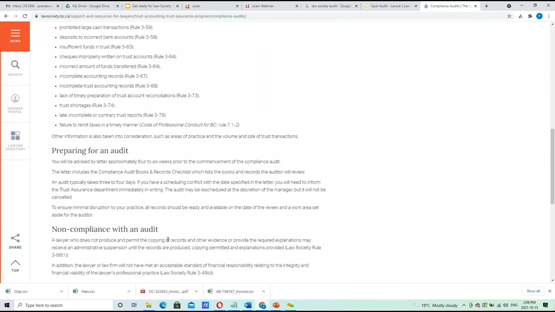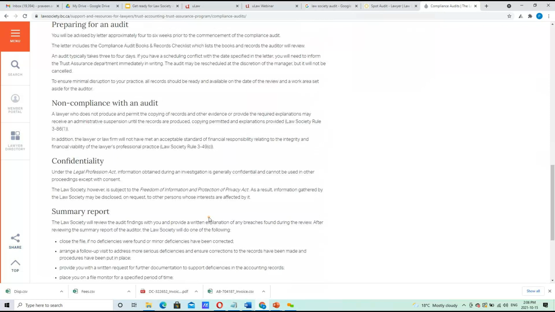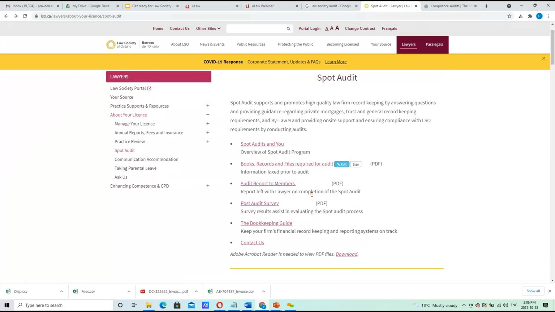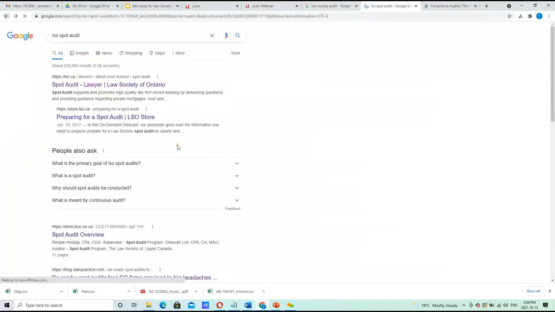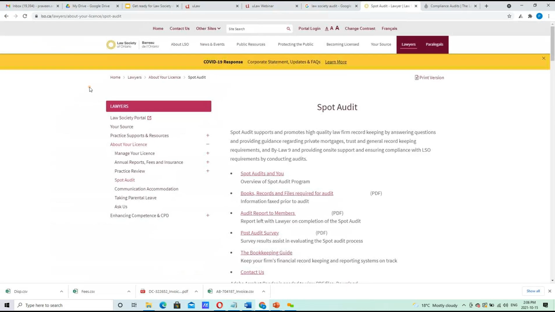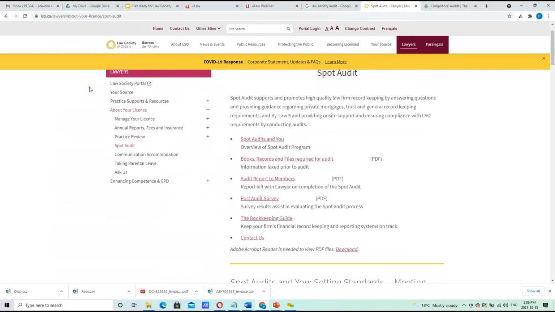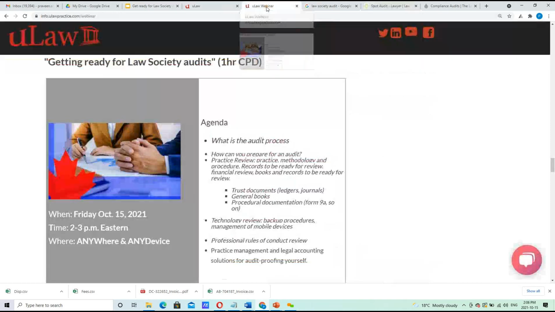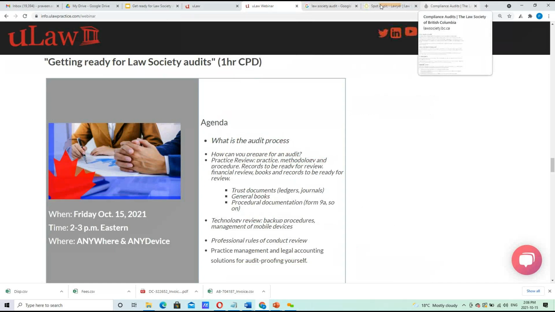How is an audit scheduled to begin with? And then, of course, it talks about the non-compliance, the next steps based on non-compliance. And in Ontario, for example, it's the Bylaw 9, which really talks about the bookkeeping guidelines. So you can just search spot audit, and it pretty much gives you all the information that you need. And you can see it clearly states that it promotes and supports high-quality law firm record keeping. And this is exactly what we've taken out of that spot audit into the agenda.